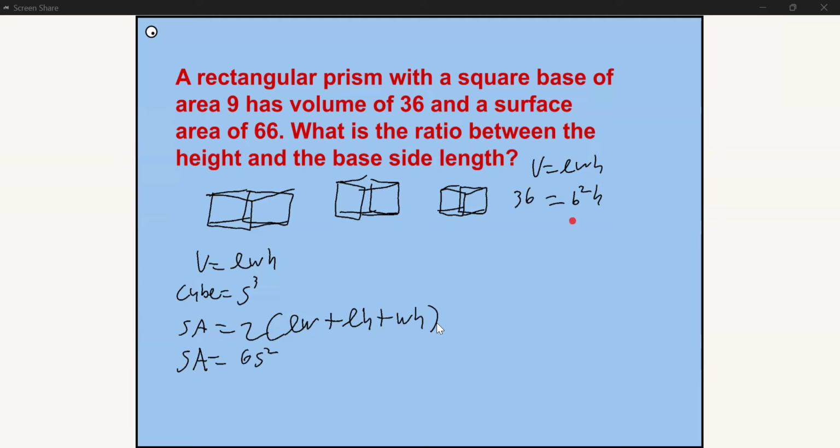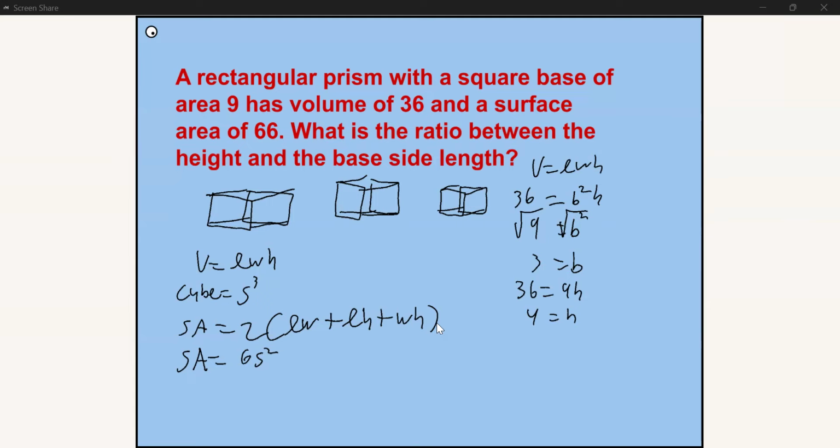And the area of the square base is 9, so we can do B squared equals 9. We take the square root, and we get B equals 3. So then B squared H, we can plug that in. We didn't even need to find B because we could have just plugged in there, but that's okay. So we get 36 equals 9H, so H equals 4. That's nice and easy there.